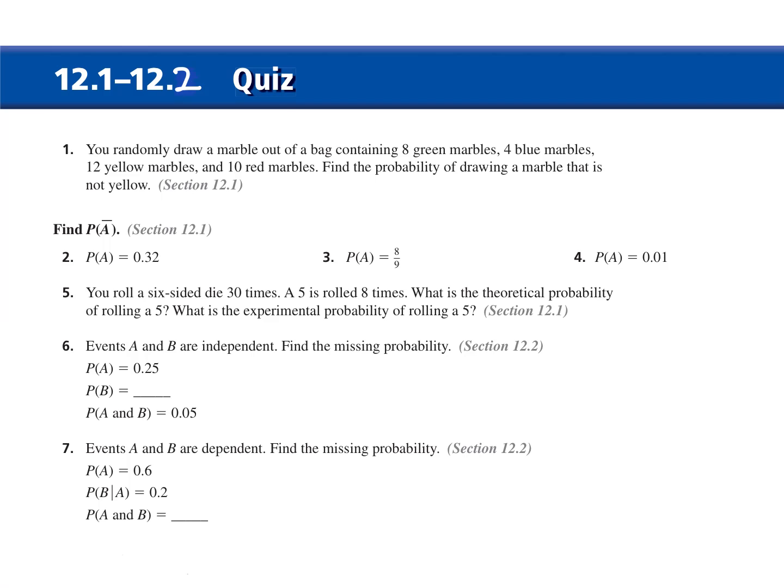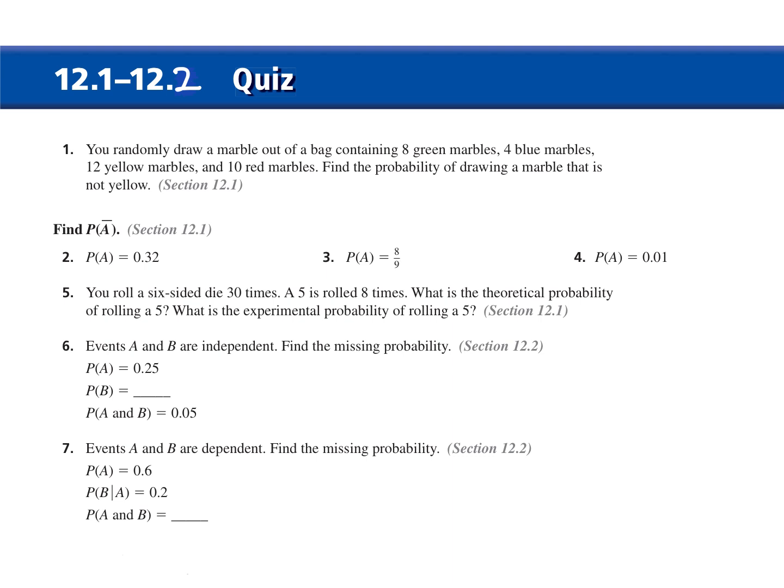All right, going over your chapter 12 quiz. Looking at question number 1, it says you randomly draw a marble out of a bag containing 8 green marbles, 4 blue marbles, 12 yellow marbles, and 10 red marbles. Find the probability of drawing a marble that is not yellow.